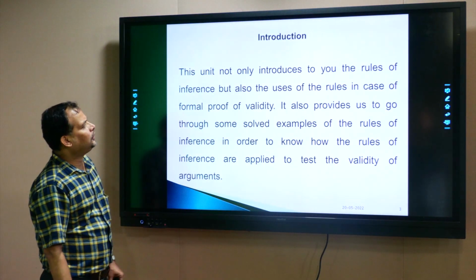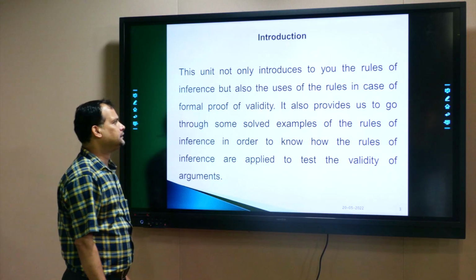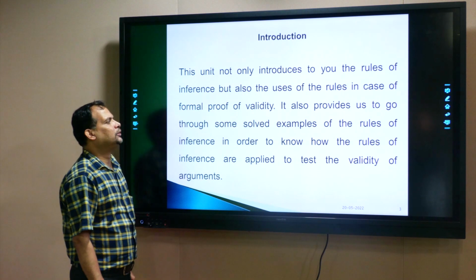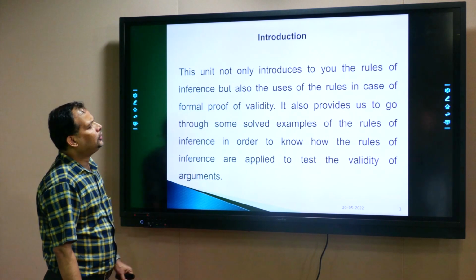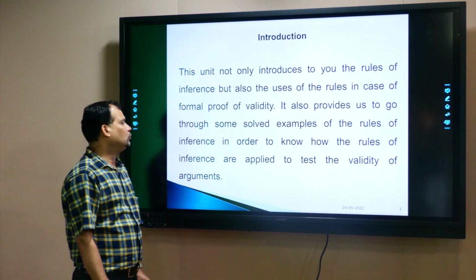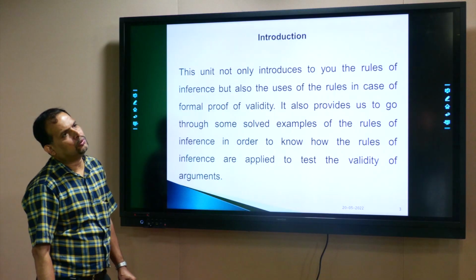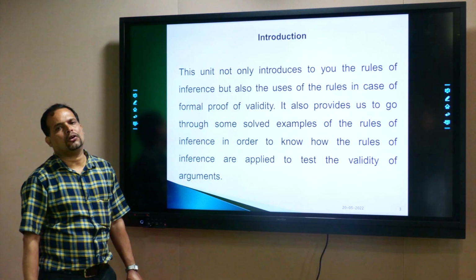Now, this unit not only introduces to you the rules of inference but also the uses of the rules in case of formal proof of validity. It also provides us to go through some solved examples of the rules of inference in order to know how the rules of inference are applied to test the validity of arguments.